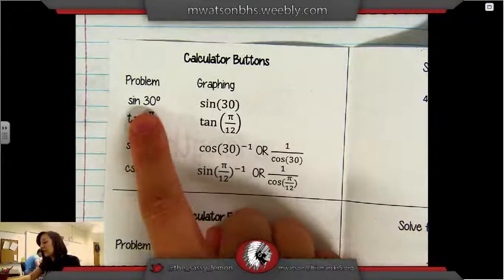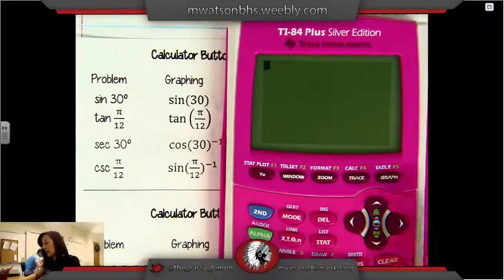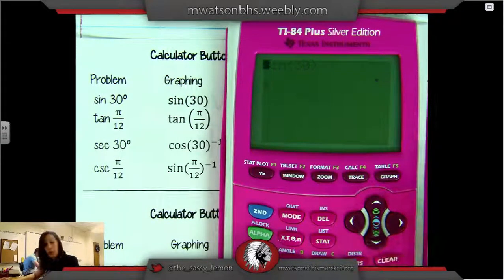So say your problem is sine of 30, then all you need to do is just hit the sine and then a 30 button, close parentheses. It approximates it for you. Not very difficult. I also threw in a radian one. I already showed you how to change to radian, so I'm not going to do that.